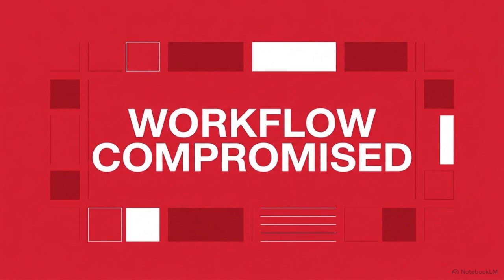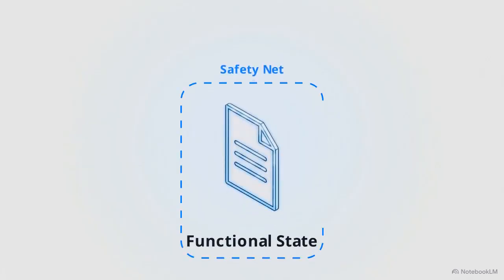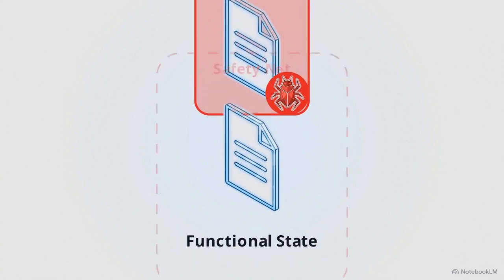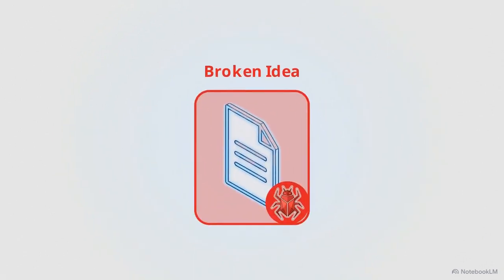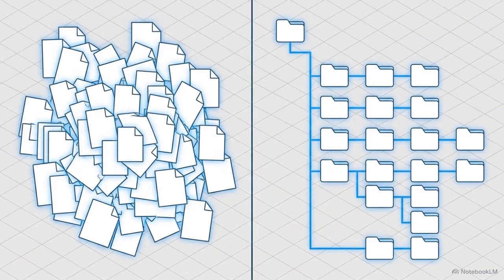The fatal flaw in this workflow is human error. The moment you forget to manually duplicate the file and hit save on a broken idea, your safety net vanishes. The defective code overwrites the functional state, destroying your progress. Relying on manual file duplication is an unsustainable way to engineer software.